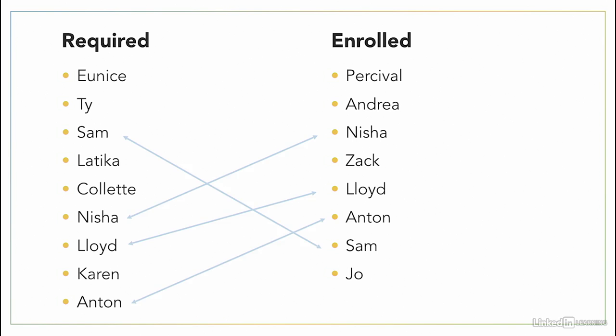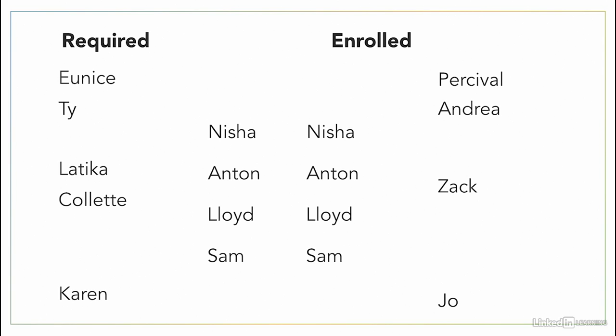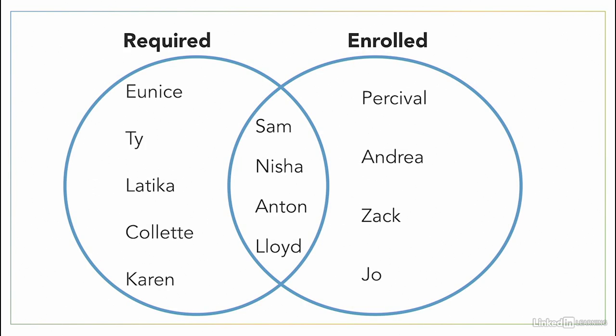Let's look at it this way. Now with the arrows we see Sam, Nisha, Lloyd, Anton are in both lists. Now with them paired up, things start looking like our old friend from 8th grade, the Venn diagram. On the left side, we have the people who are required, Eunice, Ty, Latika, Colette, Karen, all required, but then they are not at all in the enrolled side. All right, so let's step through each of the joins.